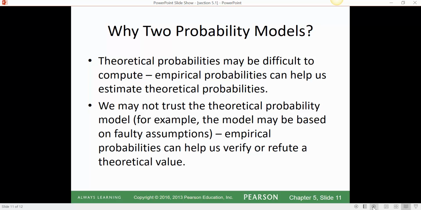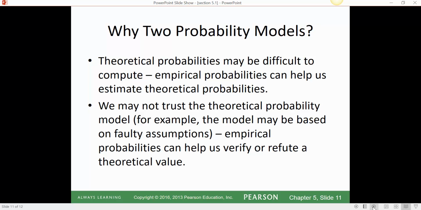So you might wonder, why do we need two probability models? We do need two. One bullet point is that theoretical probabilities may be difficult to compute. In that situation, we can use empirical probabilities to help us estimate the theoretical probability. I can conduct the experiment 10 times, 100 times, 500 times, and see if this starts to approach one set number. That is one way to do that.